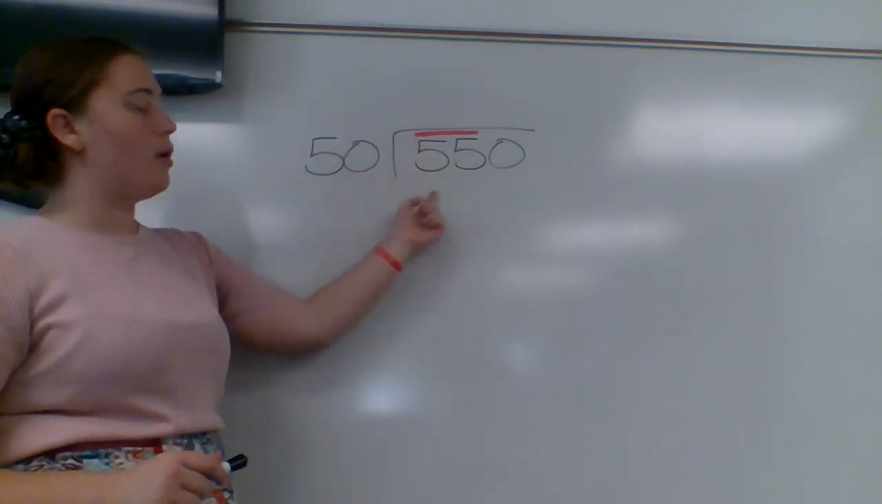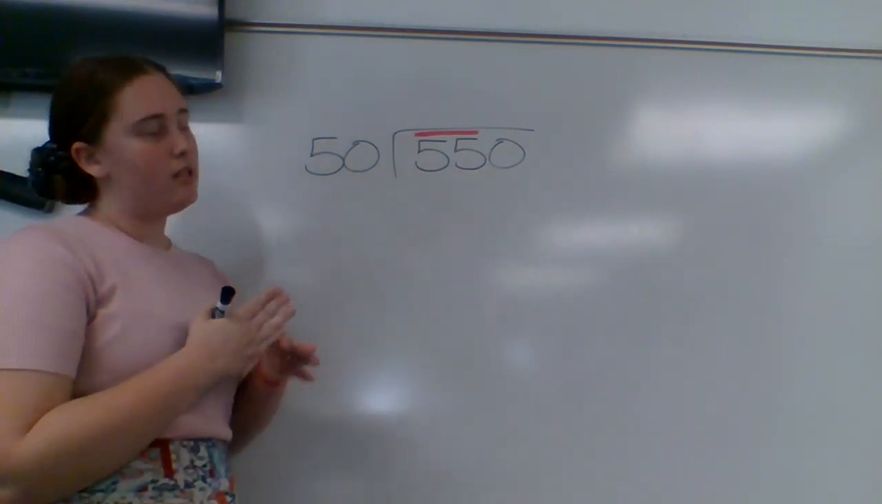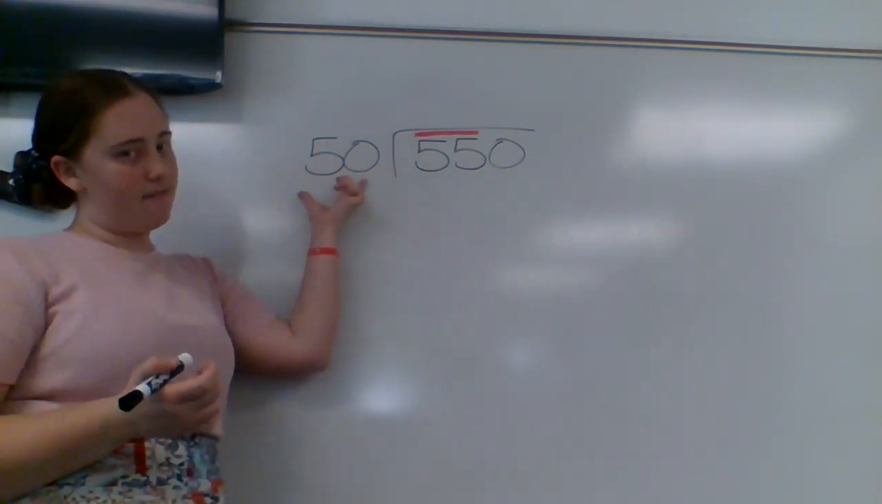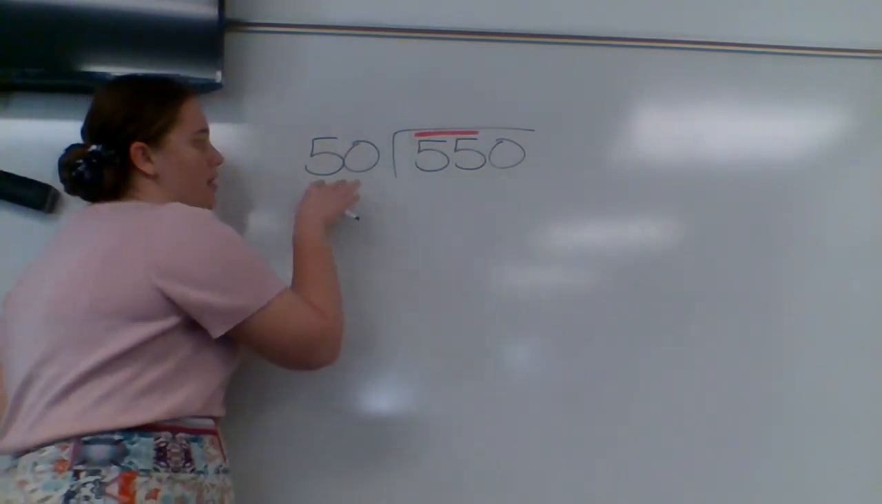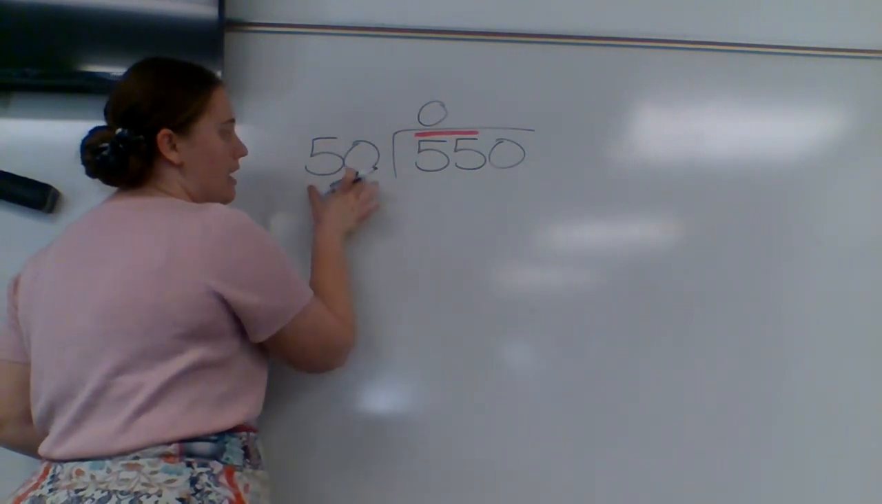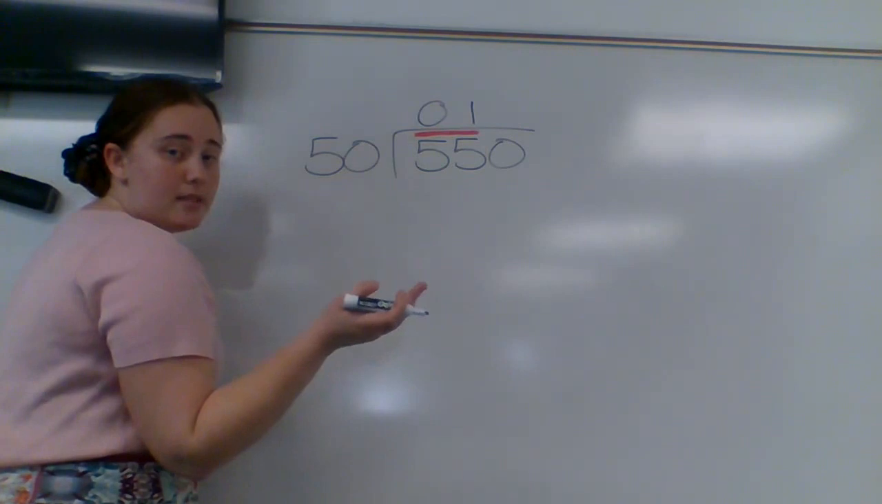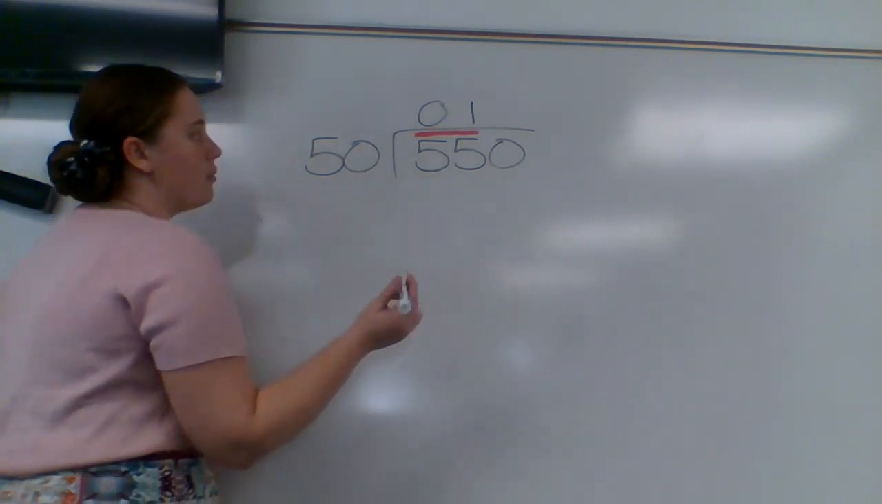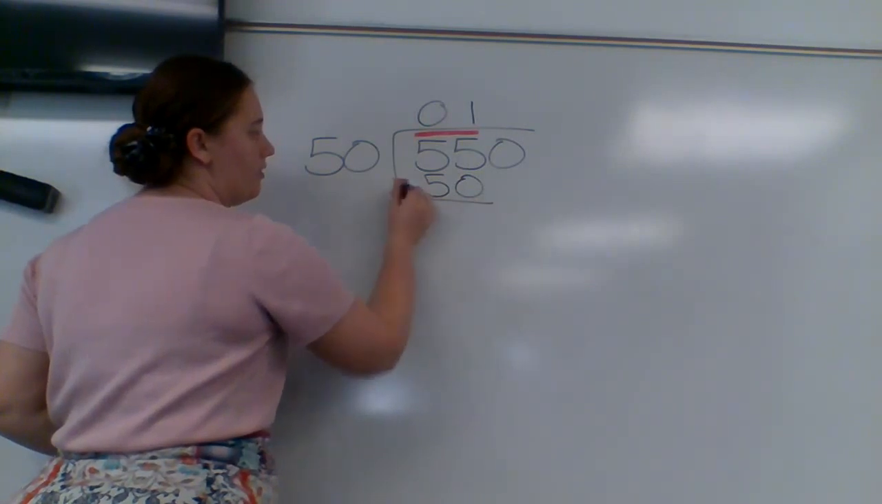So we have 5 will go into 5. Well, I know 5 will go into 5 one time, so I can kind of guess that 50 will go into 55 one time. I know that 50 won't go into 5 any amount of times, so I'm going to put 0 up there. I said 50 will go into 55 one time, so let's try it. 1 times anything is that number. So 1 times 50 is going to be 50. I'm going to write it there.